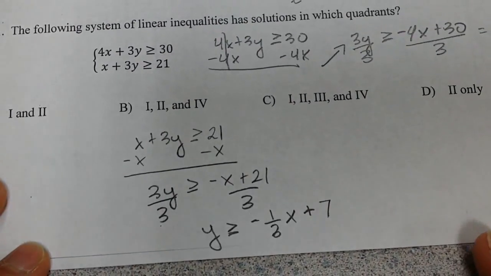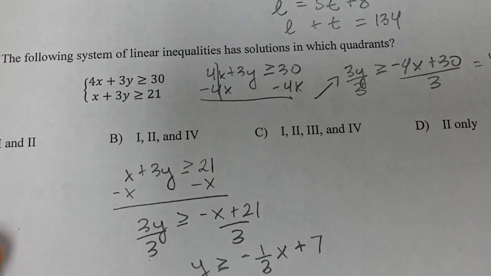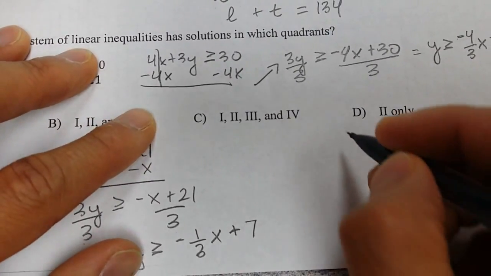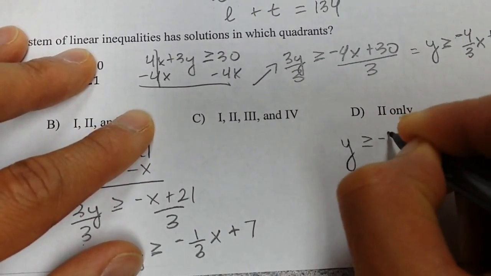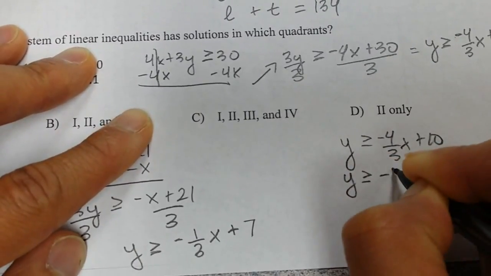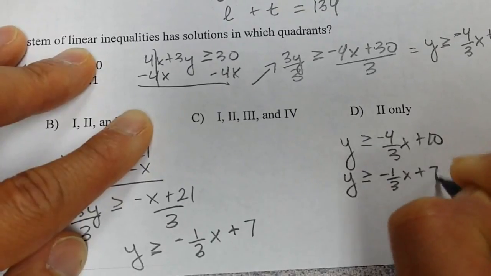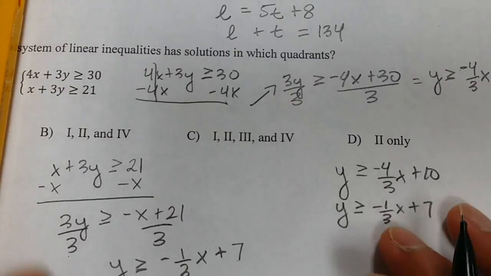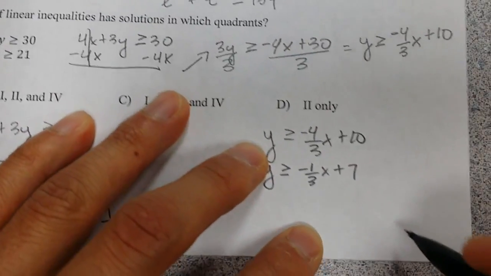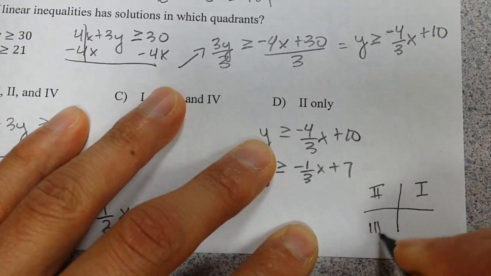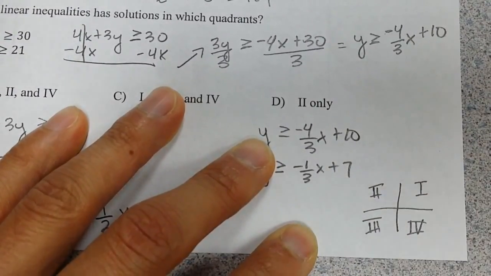Alright, so the next step is to use the calculator to graph. So let me list out my 2 equations again. Alright, so here it is. To remind you what the quadrants are, let's say we have a graph. This is first, second, third, and fourth.